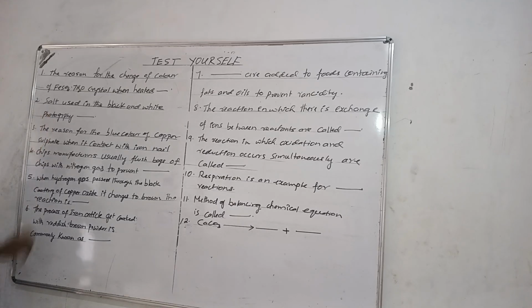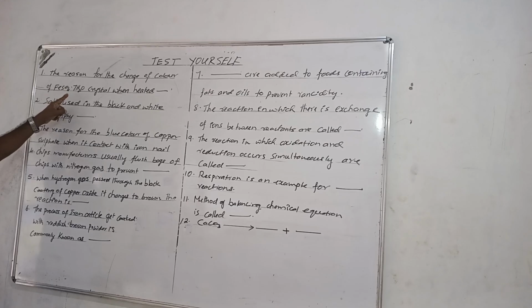See, the first question is the reason for the change of color of FeSO4 7H2O, ferrous sulfate crystals, when heated. Ferrous sulfate has green color. The color of ferrous sulfate will change when heated. What is the reason you have to write? Whether a decomposition reaction or a loss of water, such an answer I need. Second question, salt used in black and white photography.